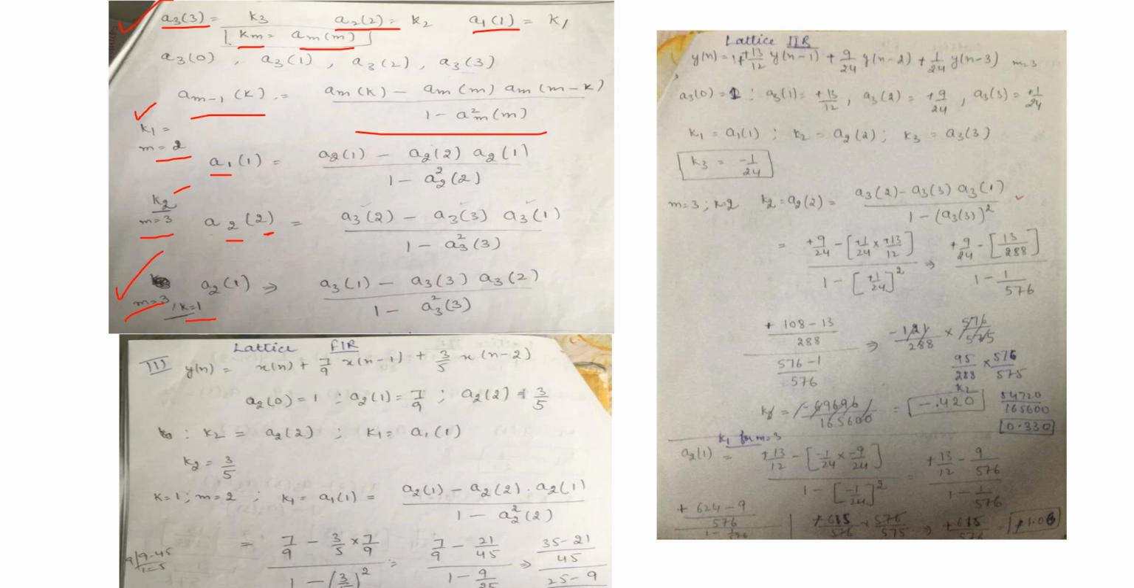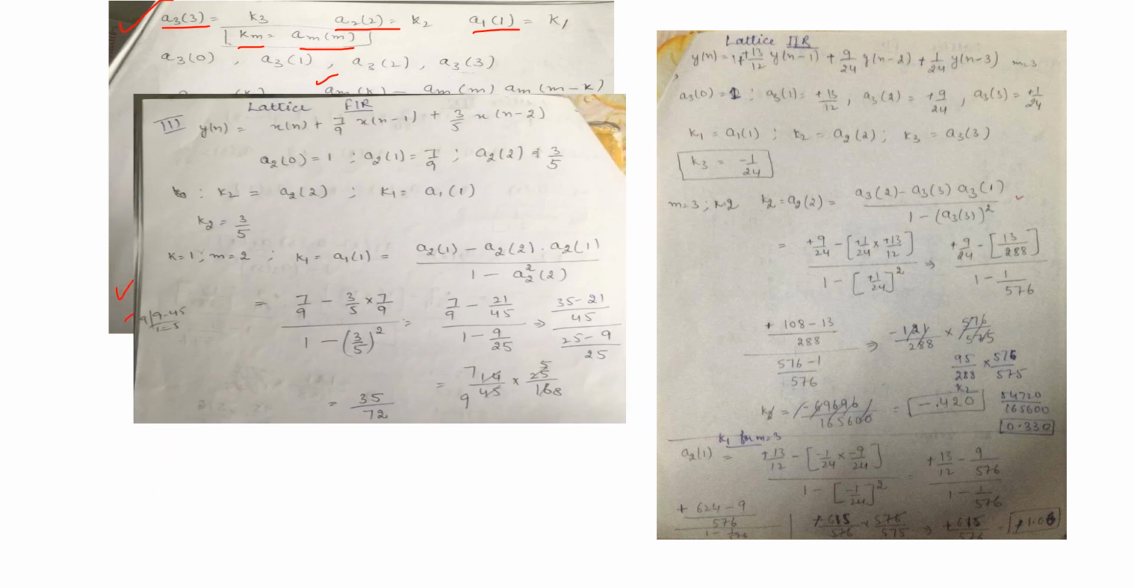Clear? So for m is equal to 3, K1 is calculated by this. Okay, simple. You have to put the values m is equal to 3, k is equal to 1, 3 minus 1 is 2, divided by m squared, where m is equal to 3. Okay, this is the lattice equation of FIR filter. Clear? This is the equation.